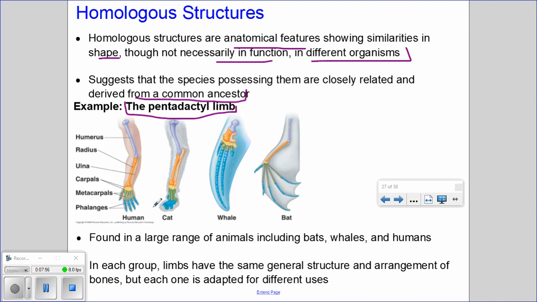The example of a homologous structure that you will need to know is that of the pentadactyl limb. The pentadactyl limb, basically like that arm, is found in a large range of animals, including bats, whales, and humans. And in each group, the limbs have the same general structure and arrangements of bones, but each one is adapted for different uses.